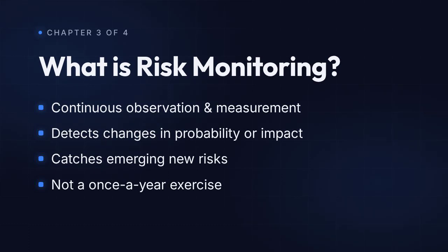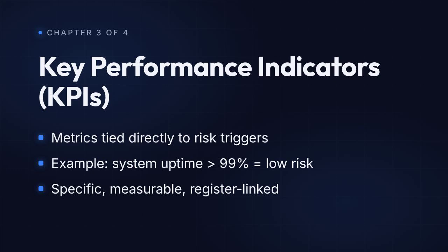The first one is Key Performance Indicators, or KPIs. You monitor metrics that are tied to risk triggers. For example, you track system uptime. Anything above 99% suggests low operational risk. Below that, alarms should fire. Good KPIs are specific, measurable, and tied directly to a risk in your register.